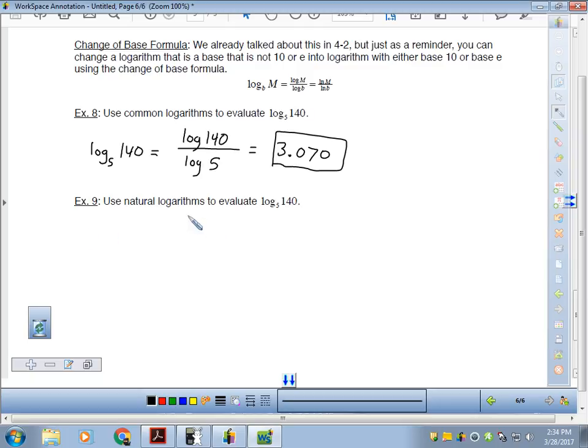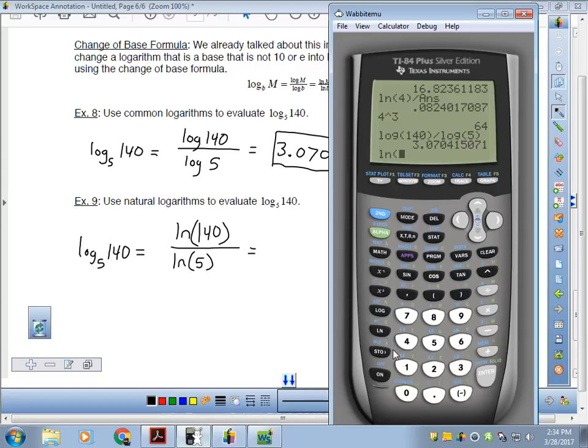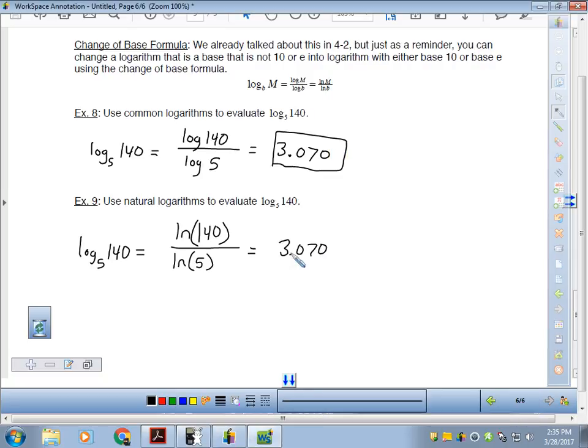Okay. Example 9, we're just going to do the same thing, but this time we're going to evaluate it with natural logs. So we're going to say log base 5 of 140 equals, we'll do ln of the number inside, so 140. Oops, sorry, my parentheses are pretty bad. Over ln of the base number, which is 5. And then we go to our calculator. ln of 140 divided by ln of 5. And hey, look, I get the same number. It doesn't really matter which one I use. They're exactly the same. So I still get 3.070.